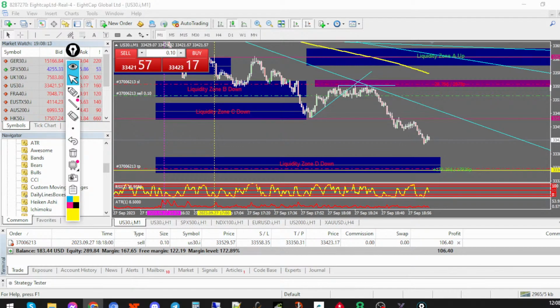So I did say that I would have been moving my stops to break even when price created a bigger corrective formation, and I think this might be that bigger corrective formation. So I'm going to move my stops into break even. Okay.